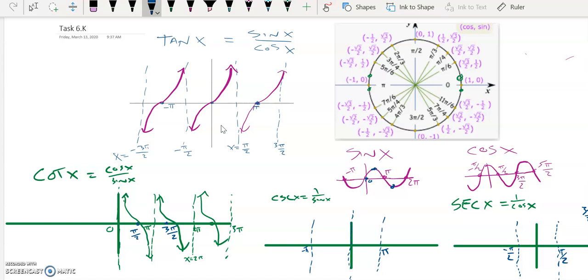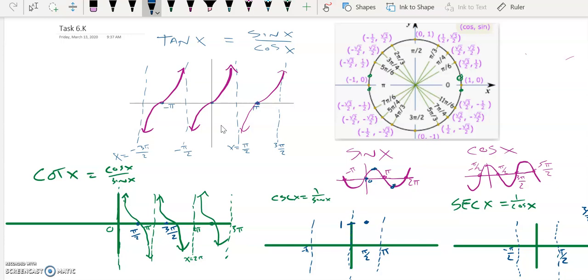Well, that's when the output's 1. And when you do 1 over 1, you get 1. So we know this graph hits 1 right here at pi over 2, and the x is pi over 2. So that's an x coordinate of pi over 2 and a y coordinate of 1. Again, these labels are going to be important.